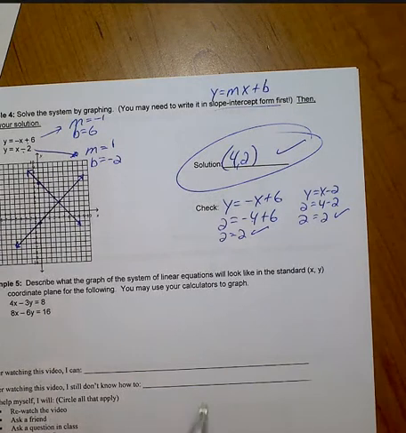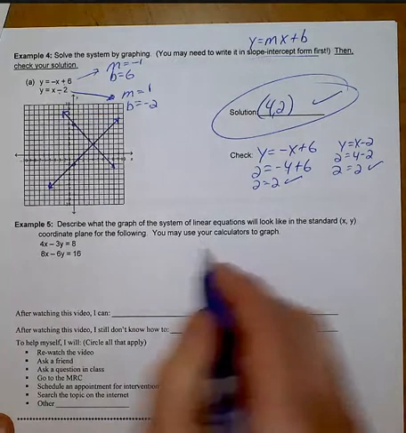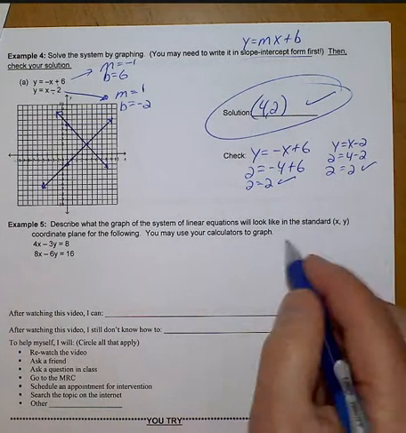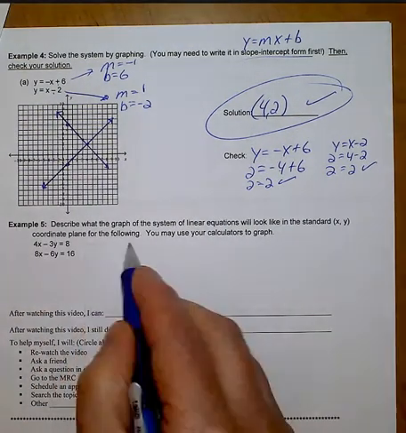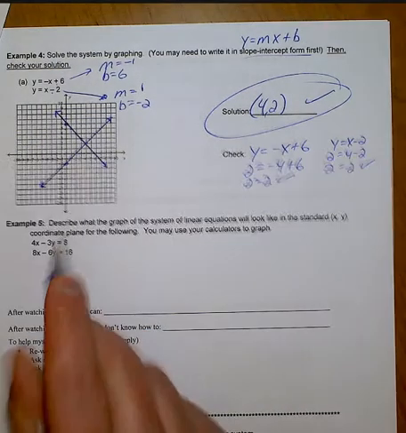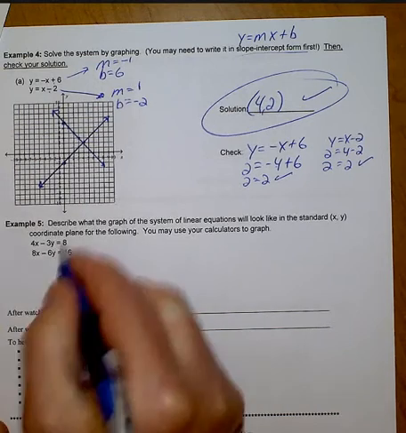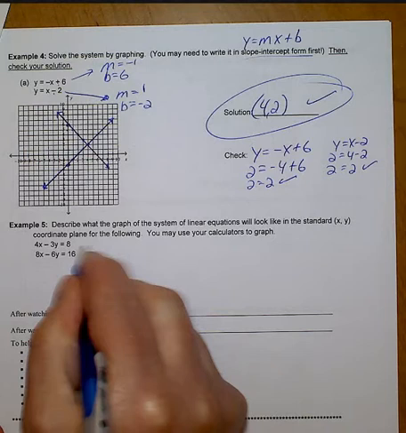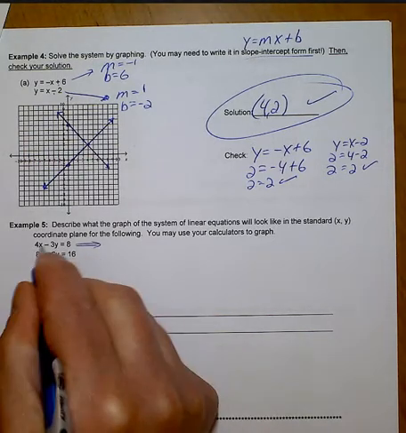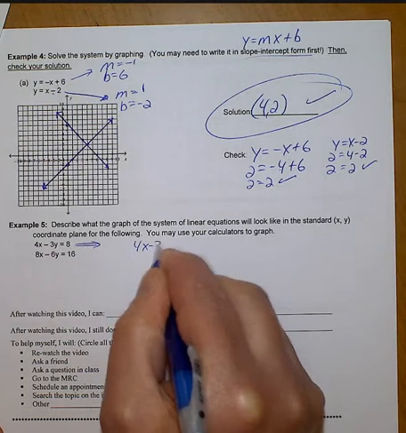Okay? All right, last question. Describe what the graph of the system of linear equations will look like in the standard xy coordinate plane for the following. You may use your calculator to graph. So we could graph these, but how do we have to graph those? Well, to graph them, we have to solve for y, if you remember. So this first one I'm going to take over here. I'm just going to rewrite this. 4x minus 3y equals 8.